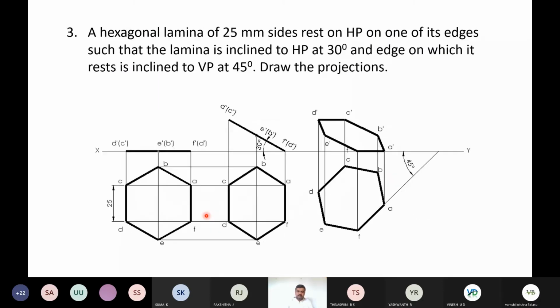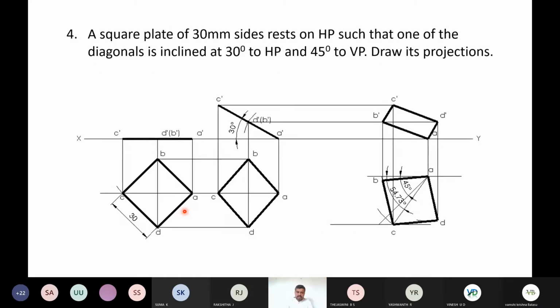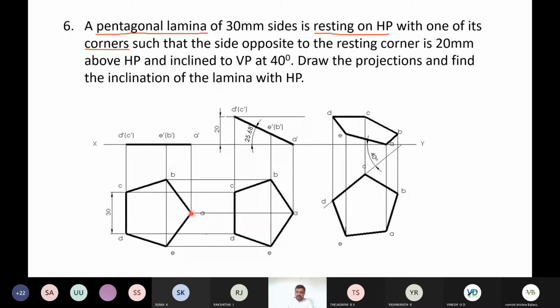Okay, in this problem, you can see it is also a pentagonal lamina resting on HP, but since it is resting on one of the sides, we are taking the side towards right. Whereas in this problem, it is resting on corner, so we are taking the corner towards right. First, draw the pentagon by taking the corner towards right.